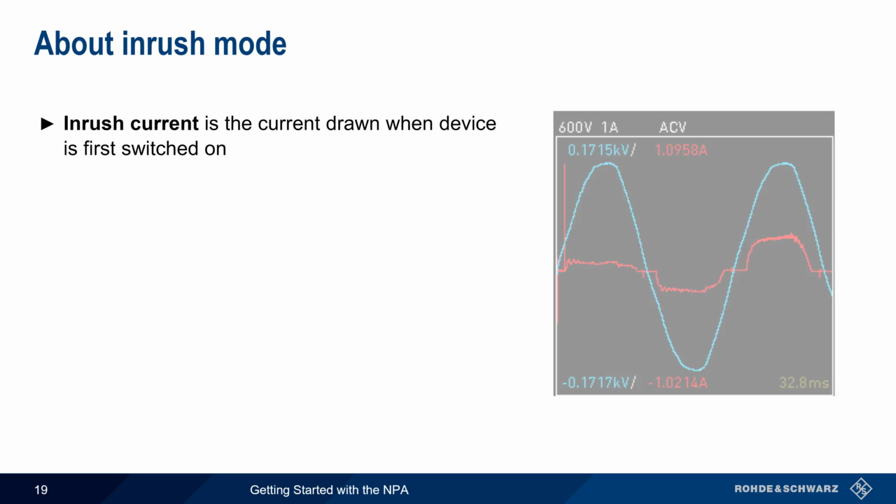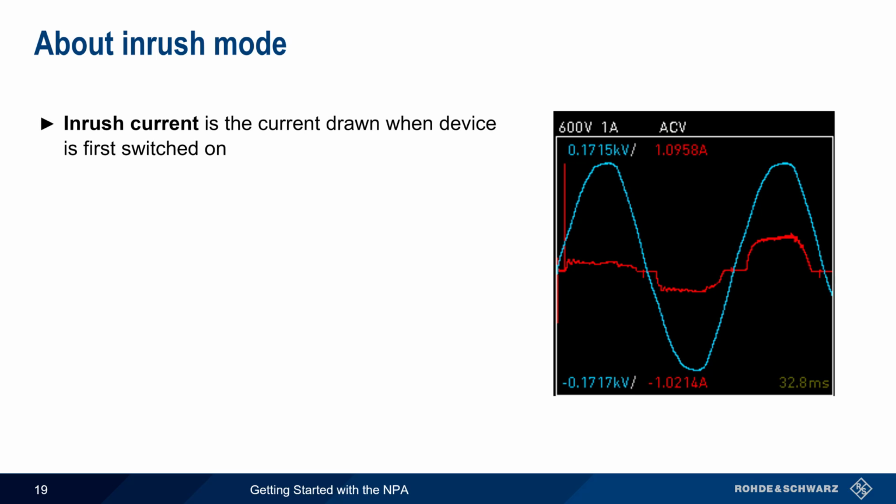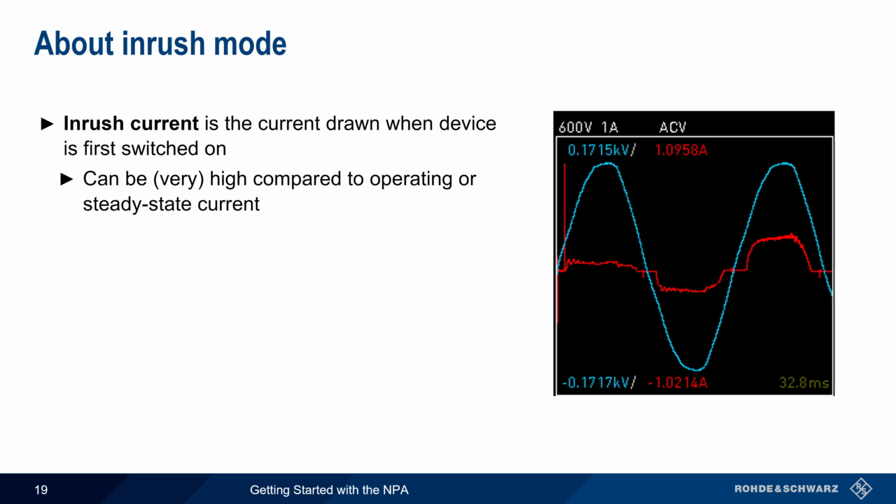Inrush mode is used to look at the current that a device draws when it's first powered up or switched on. This time period is usually much shorter than the time periods looked at using Trendchart mode, and inrush current can be very high compared to the current drawn during steady-state operation.